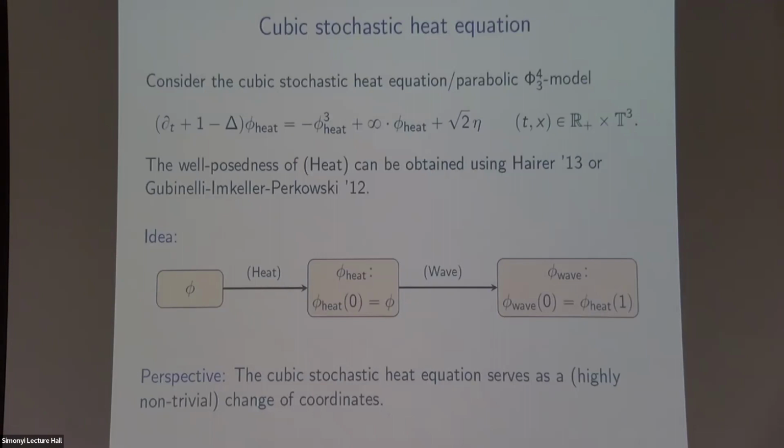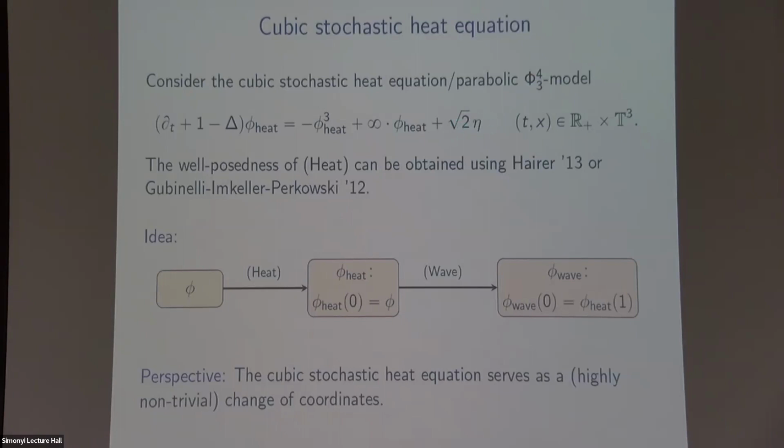What is well-posedness? Here it just means: can you give a rigorous meaning to this equation? Again, this is understood in the sense that you write down some kind of approximation and take the limit. Because this space-time white noise here will be very, very rough. That's where the difficulty comes from.